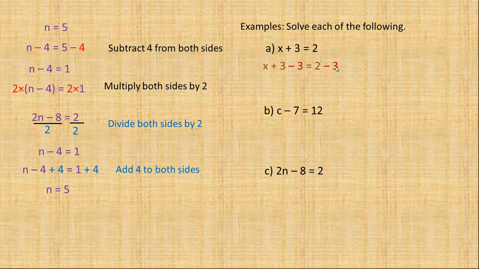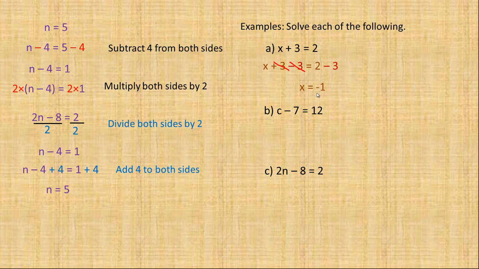So I'm going to subtract 3 from both sides, and see on the left here, I'm going to cross those out because essentially that adds to 0. Adding 3 and subtracting 3 is the same as doing nothing, same as adding 0. So that's why I just have x on the left here, and 2 minus 3 is negative 1. So negative 1 should be my solution.